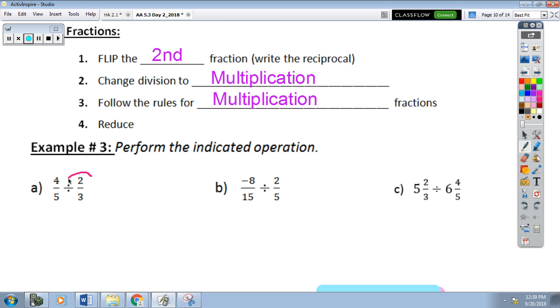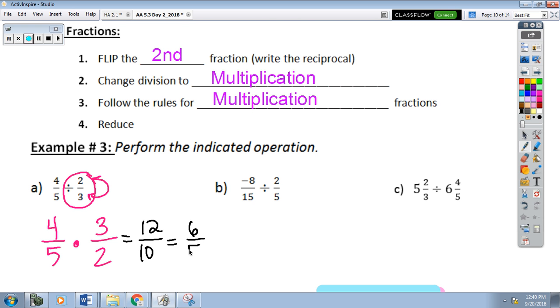So we're going to change division to multiplication of the reciprocal. The first fraction stays as is, always, 4/5, but this will become times, flipping our fraction, 3/2. If you'd like to cross-reduce now, you could with the 4 and the 2. Or you can just multiply to get 12/10, and then reduce that to be 6/5. Each of those are divisible by 2.